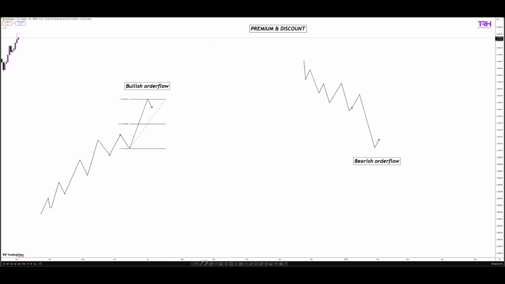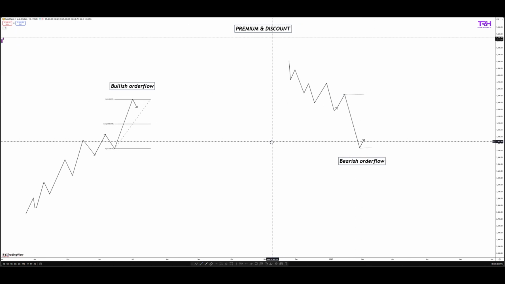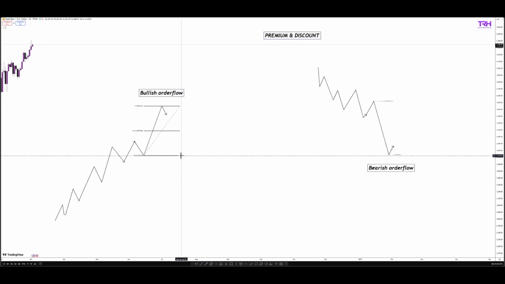The same thing applies to the bearish order flow, the low and the high. This is the range that we're working with, right? So all you have to do is bring out your Fibonacci tool and mark it out. What this Fibonacci tool does is it divides this range into halves, meaning 50% below, 50% above.